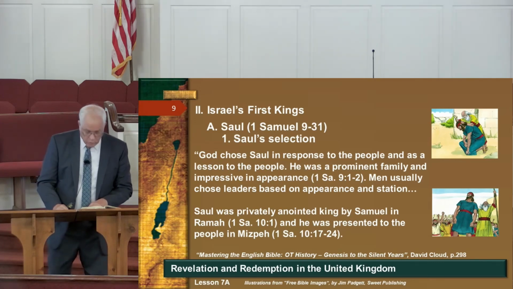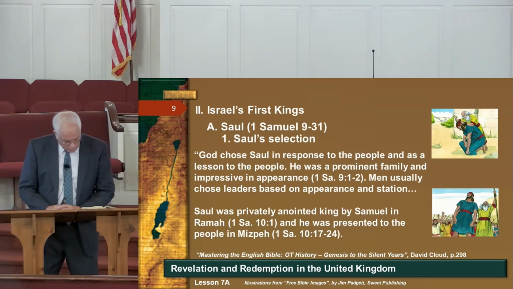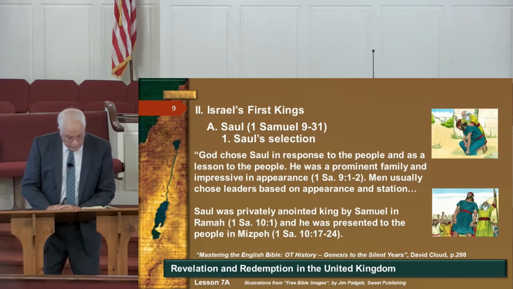And when Samuel had caused all the tribes of Israel to come near, the tribe of Benjamin was taken, and he caused the tribe of Benjamin to come near by their families. I'm going to skip down through here. Let's keep moving down to verse 24. And Samuel said unto all the people, See ye him whom the Lord hath chosen?